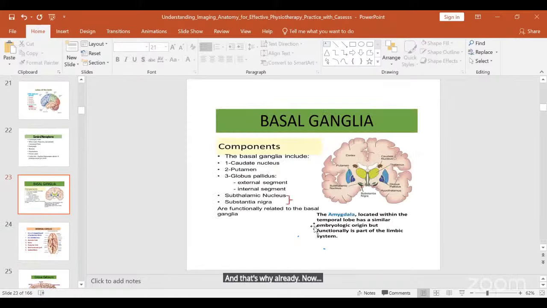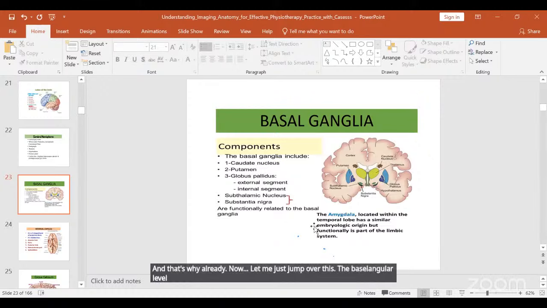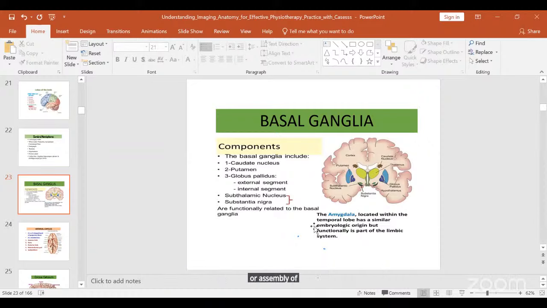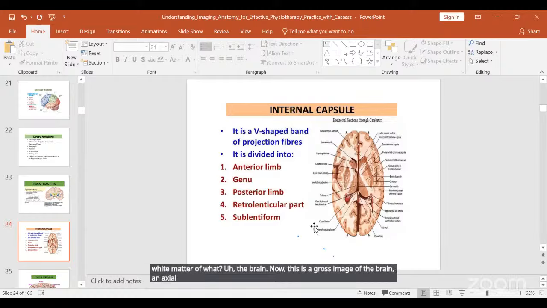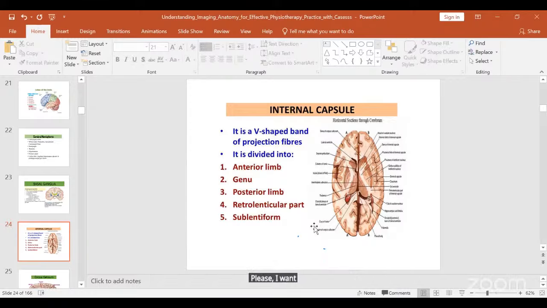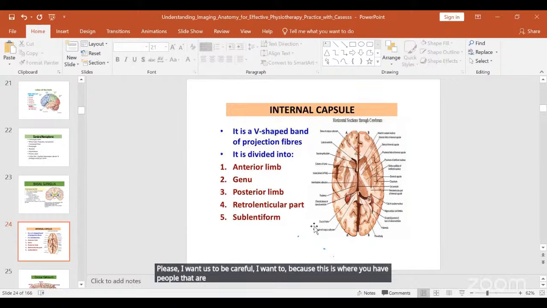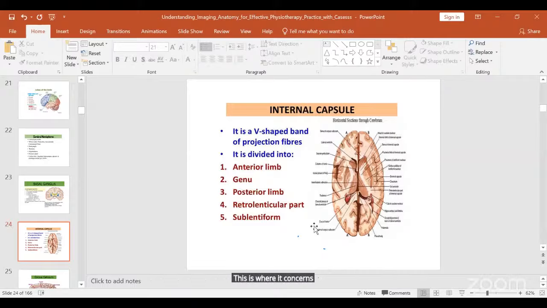Now, let me just jump over this. The basal ganglia level, where is it? The basal ganglia is a level where you have the condensation or assembly of numerous deep-seated nuclei invaginated inside the white matter of what? The brain. Now, this is a gross image of the brain, an axial view. Please, I want us to be careful, because this is where you have people that are specializing in neuro. This concerns them. Okay, let's discuss this on the gross image, then we'll see the radiological image. It will not appear as classical as it is, but when you understand the relationship, you'll be good to go.